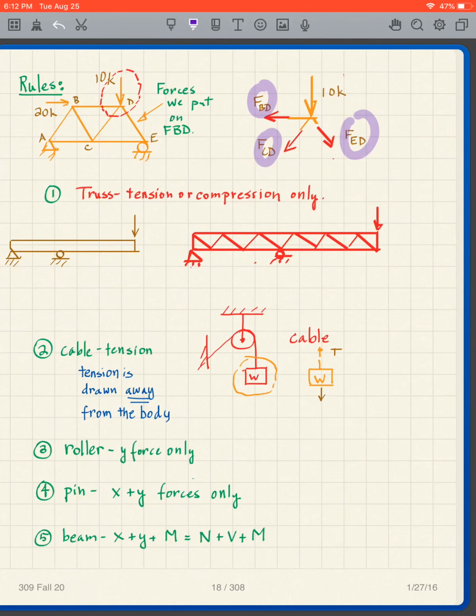And then when we get all done, if we solve for F sub ED, for instance, and get a negative number, what does that mean? I turn the arrow around and point it to the body, and that means that the member ED is in compression. If we end up with a positive number for F sub CD, then that means that our arrow is correct, and that member CD is in tension. That's the traditional way we do it. Now, so that's how we analyze trusses.